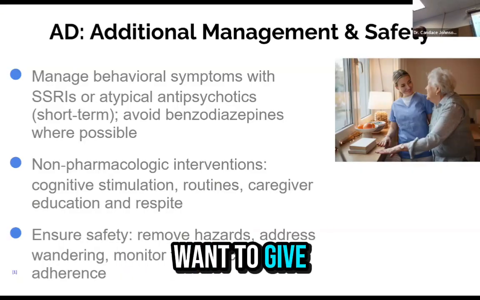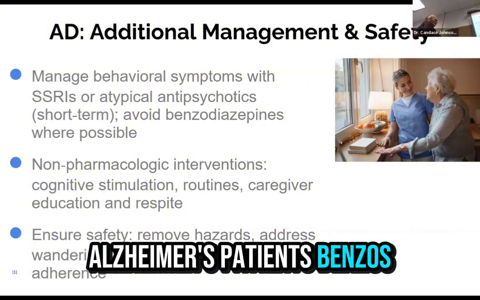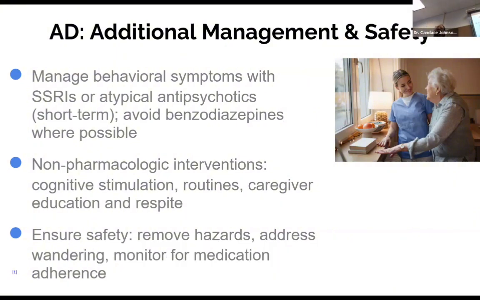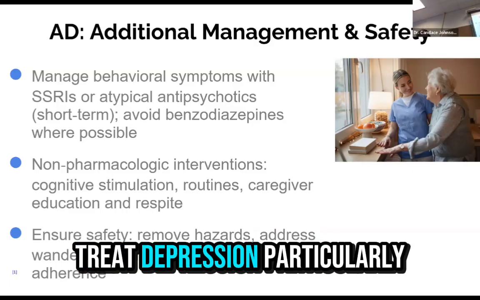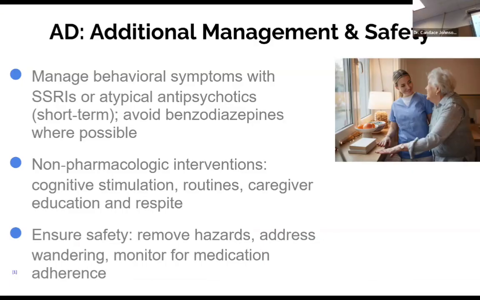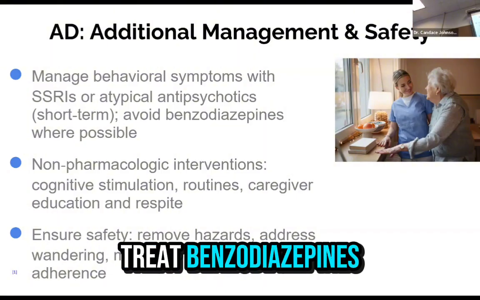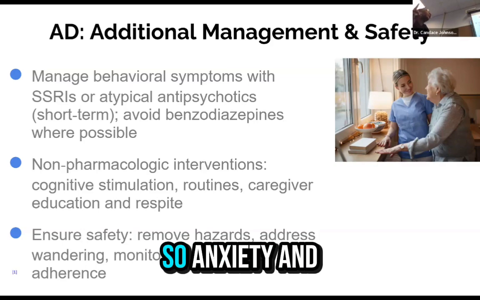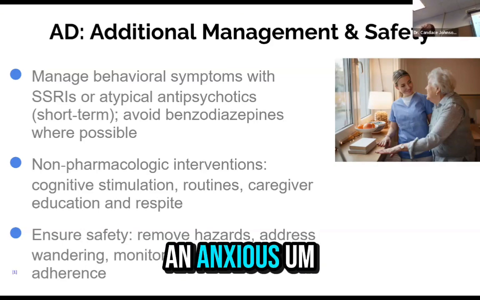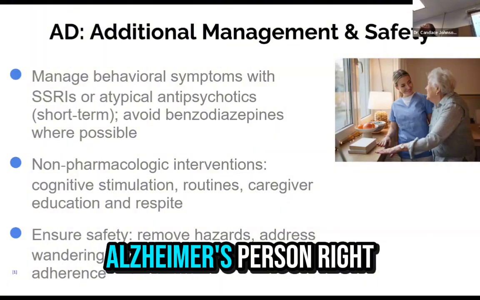Why wouldn't we want to give Alzheimer's patients benzos? What are benzos? Like making them more depressed. So do benzos treat depression particularly? What do they treat? Benzodiazepines. Anxiety? Yeah, right. So anxiety, and you might see an anxious Alzheimer's person, right?